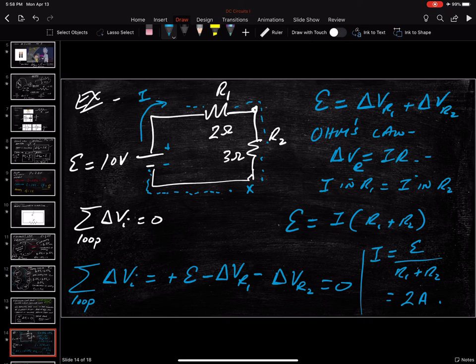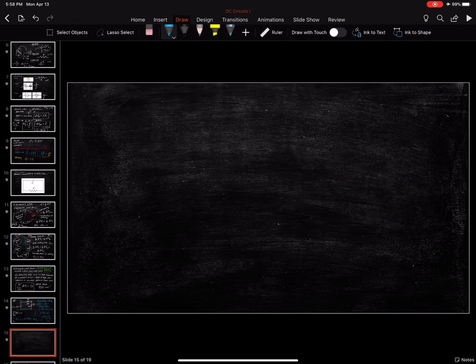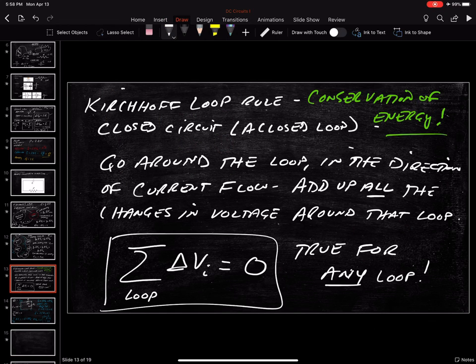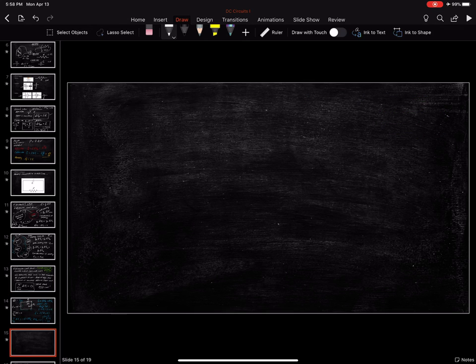Incidentally, these resistors are connected in what we call series. It's one after the next. And we'll talk about the rules for this in a little bit. So that's one of the Kirchhoff's rules. Again, if you have a single loop, then the sum of the changes in voltages around any loop, doesn't matter what the loop is, should be equal to 0. Then there's another one.